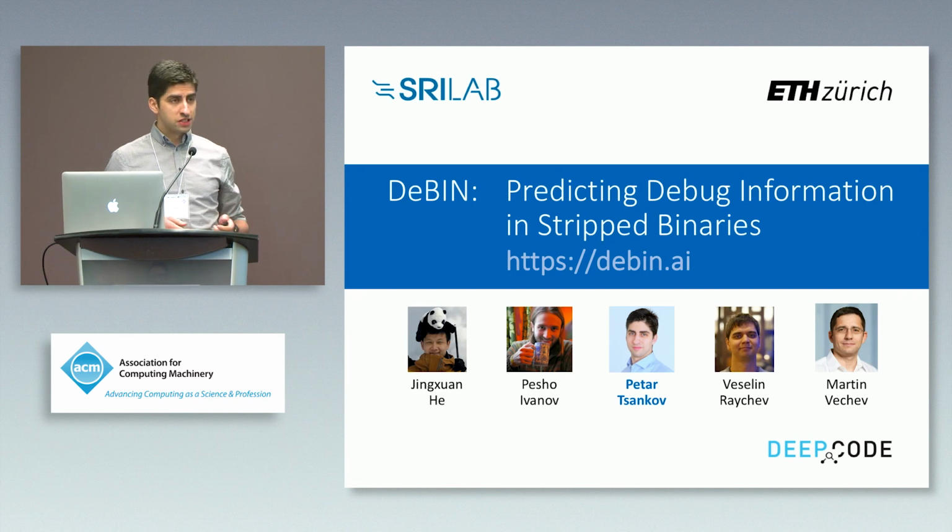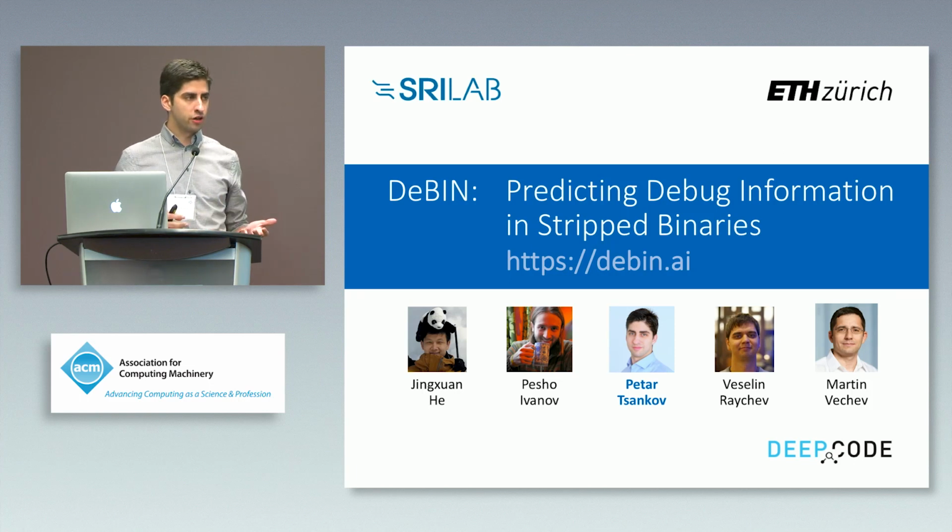I'm going to be talking about a system that we have developed at the SRI lab at ETH Zurich called Debin, and this system is using machine learning to recover the debug information in stripped binaries. This system came out of the work of Jingxuan, who was a master's student at the time. Now he's a PhD student at the SRI lab. Unfortunately, his visa got delayed, so hence I will be presenting this talk today.